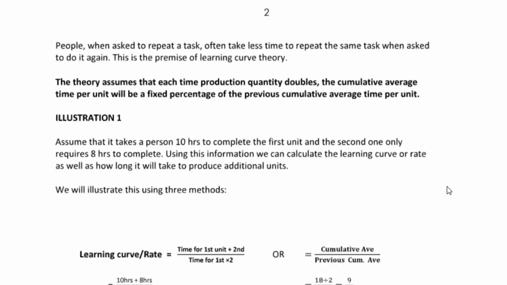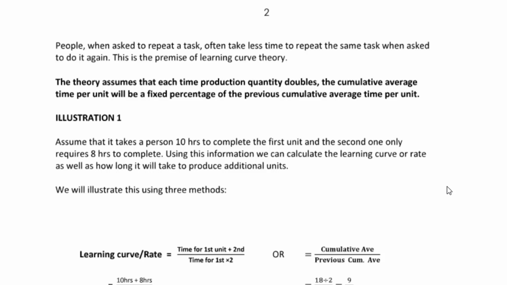Right, so when we dealt with nature of costs and variable and absorption costing, we saw that labor time is an important component of calculating cost of production. So the learning curve theory basically suggests that a task that is repeated continuously obviously tends to become easier, and with experience the average time should drop.